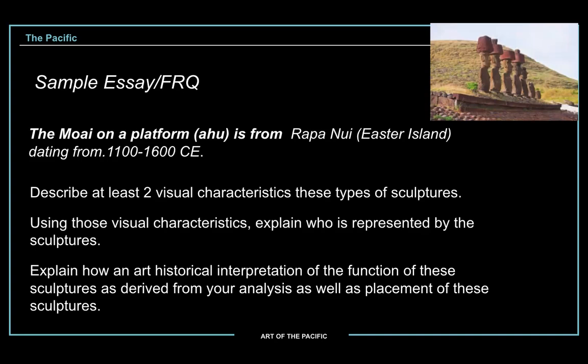Then explain how art historical interpretations of the function of these sculptures are derived from your analysis, as well as the placement of these sculptures. So this is asking for 2 things again. What 2 things is it asking you for? You can take a second. What do you think it's asking for? Anyone?